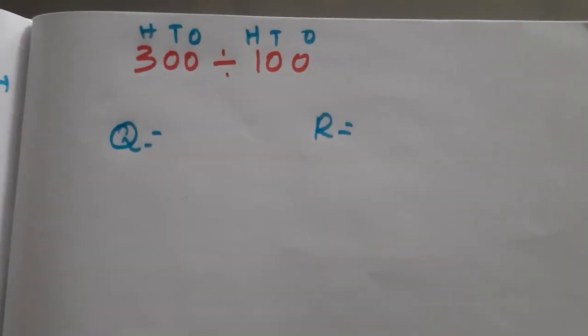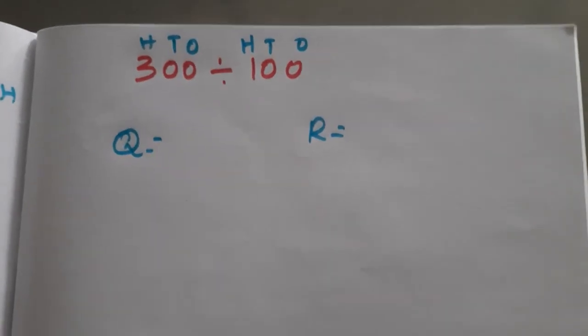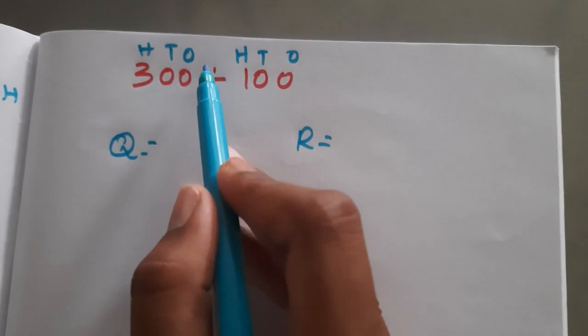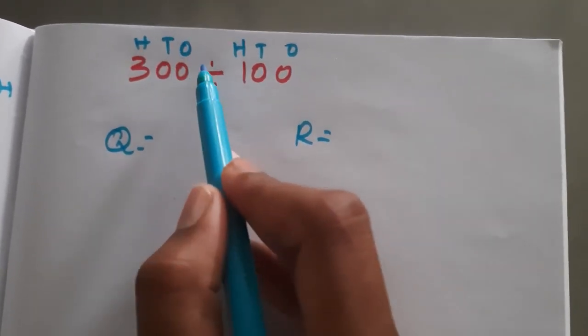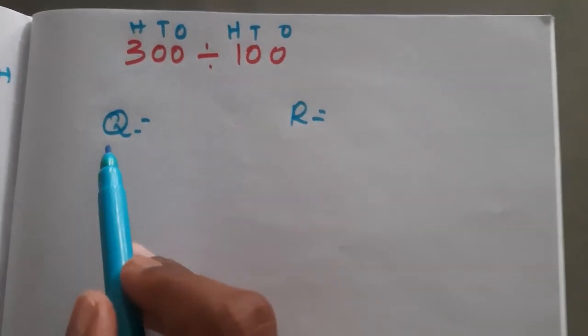So this is the question, 300 divided by 100. Okay, so here I already recall that concept. What is in the tens and ones place? What number is in the tens and ones place, that comes as a remainder. Okay, other places should be the quotient.